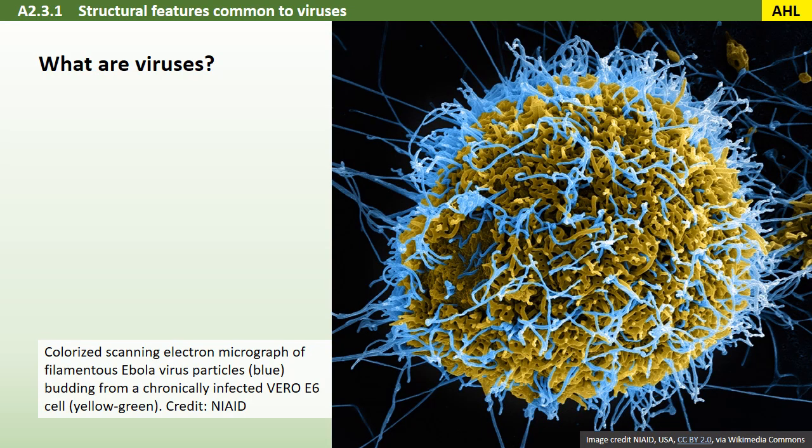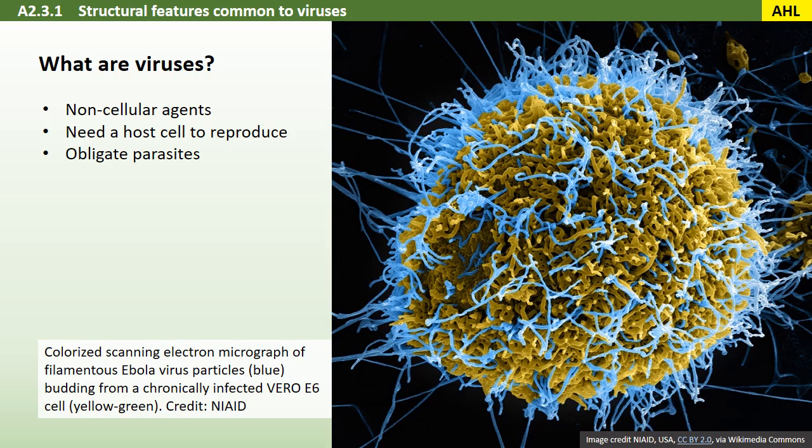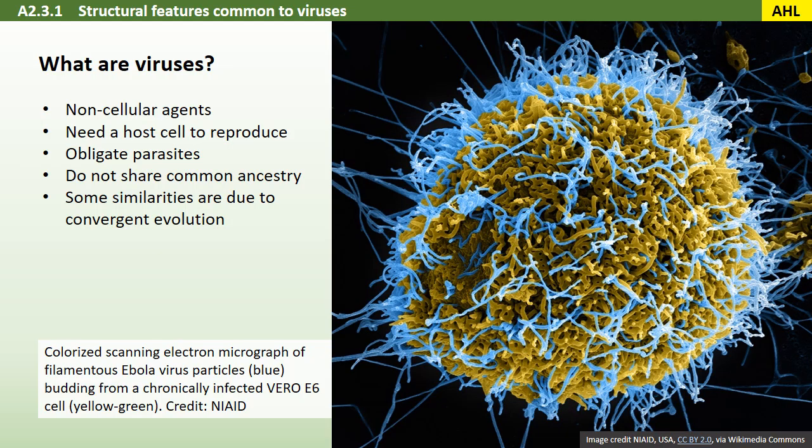What are viruses? Well, we can call them non-cellular agents because they do not consist of cells, but they still do things. They need a host cell to reproduce, and that cell usually gets harmed in the process, which makes viruses obligate parasites. Obligate meaning that they have no choice, this is their only way to reproduce, and parasites because the host cell gets harmed. They do not share common ancestry, which means there's no one single ancestor for all viruses. Some of the similarities between viruses seem to be due to convergent evolution.